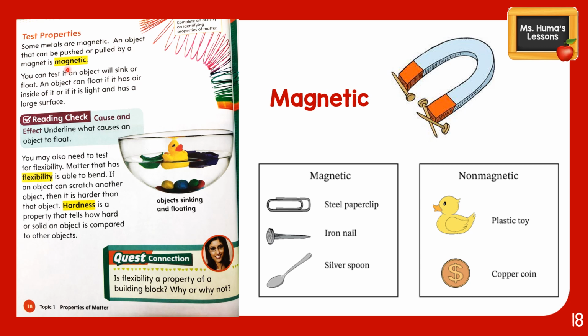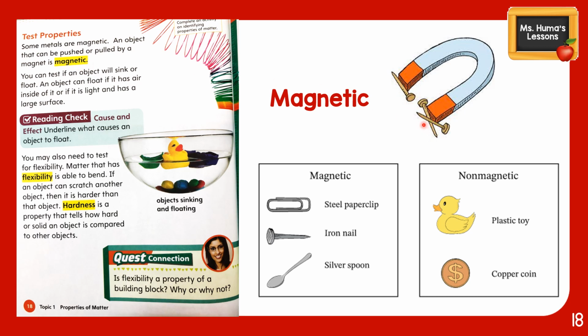like the property of magnetism, and the property of floating and sinking, and the property of flexibility and hardness. We have to test if they are magnetic or not. Let's see what this is. Some metals are magnetic. Now pay attention here. Some metals are magnetic. And what is magnetic? See, we all know that this is a magnet, right? And it attracts things made of some kinds of metals, not all metals. So anything which is attracted or pulled toward a magnet is called magnetic.